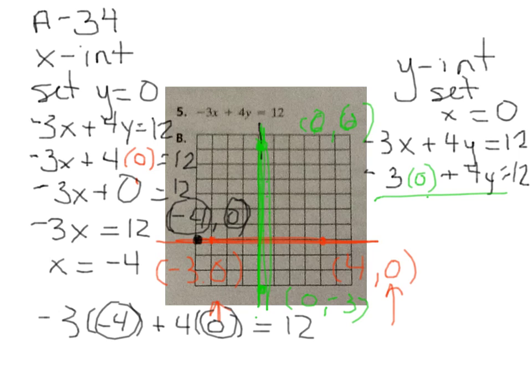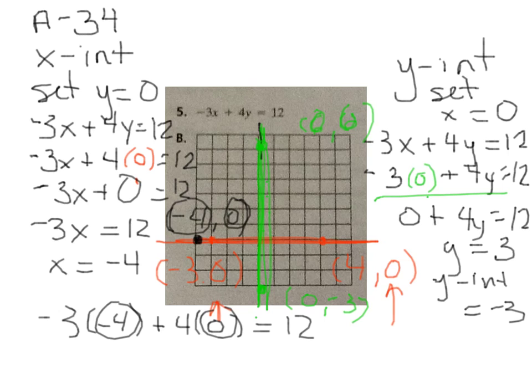So if I go ahead and solve this equation, negative 3 times 0, of course, is 0, plus 4y is equal to 12. Therefore, y is equal to 3. And my y-intercept is positive 3. So if I come up here to 1, 2, 3, there it is. Very pretty. And the coordinates of that point are 0, 3.